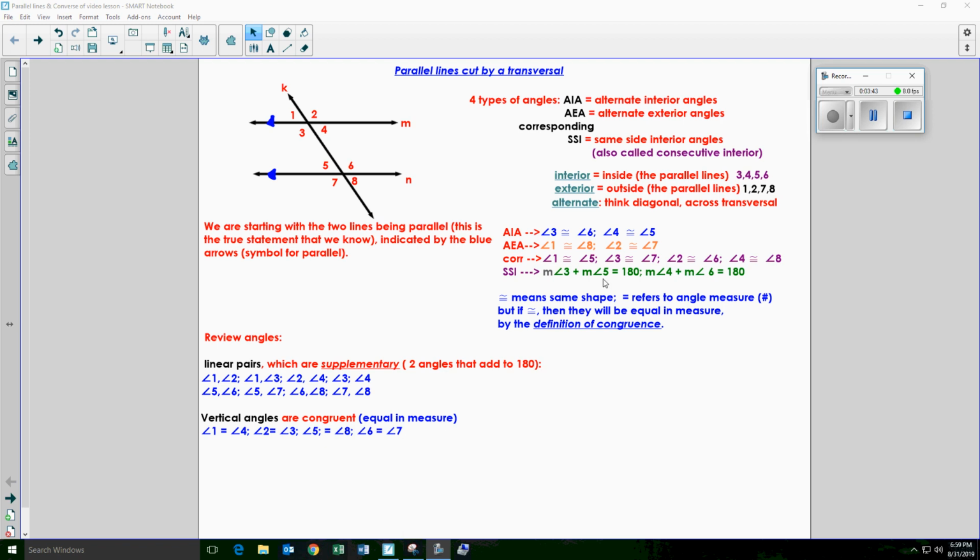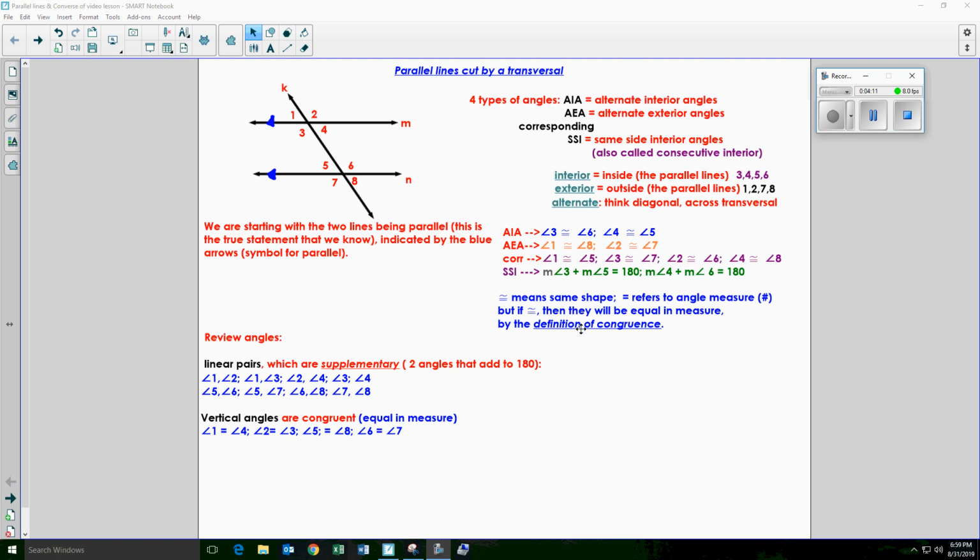Now notice with the first three pairings, the first three types of angles, alternate interior, alternate exterior, and corresponding, all of those pairs are congruent, which also means the shape is exactly the same. If it said equal in measure, like the measure of the angles are equal, so if you use an equal sign, that means the angle measure is the same. Now, if two angles are congruent, then they will be equal in measure by the definition of congruence.